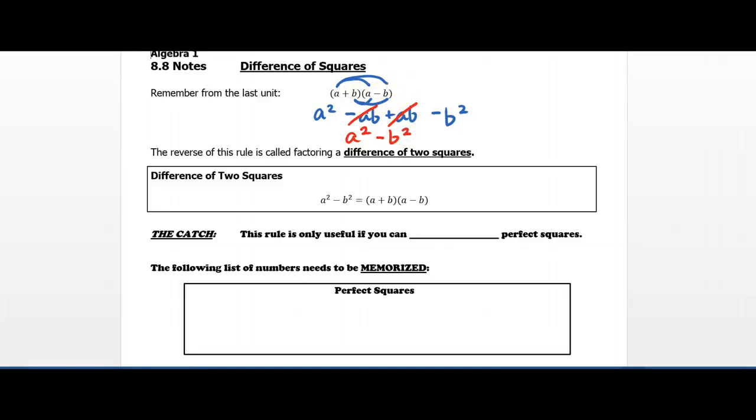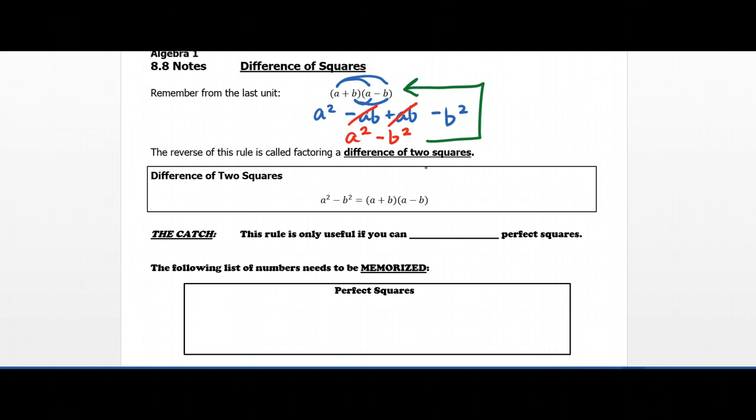Well, if you do the reverse of this, if you take a squared minus b squared and you factor it, you end up getting two binomials, a plus b times the quantity a minus b. This rule is what we call a difference of two squares, and it's a factoring method that we're going to use to factor binomials.